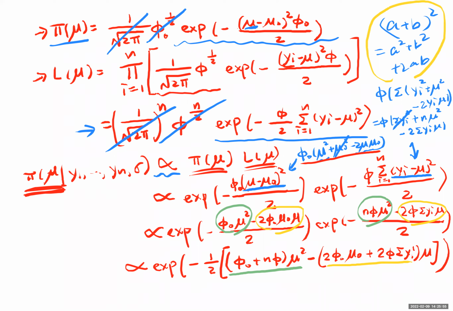Because this result, (a plus b) squared equals a squared plus b squared plus 2ab, we can use in the other way around. I was telling you, the posterior is going to be a normal density. So the posterior will have to be some kind of normal. I'm going to write it out elsewhere and let you try to figure out the rest.